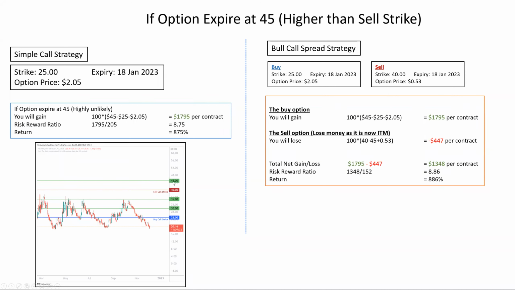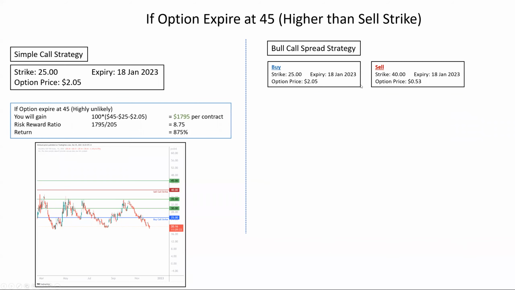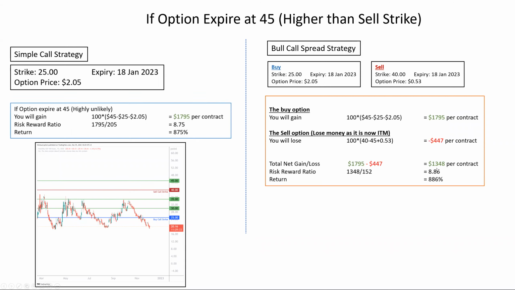So even at strike price of 45, you can see that the simple call option is slightly lesser than what we have. Sorry, I think I calculated wrongly here, but anyway, my point is that you can see, be it beyond 40, even if we go to 45, 50, 60, your bull call spread will always give you $1,348 already.